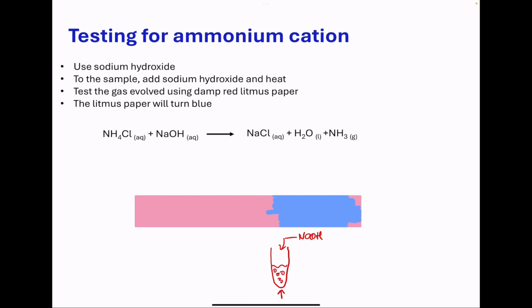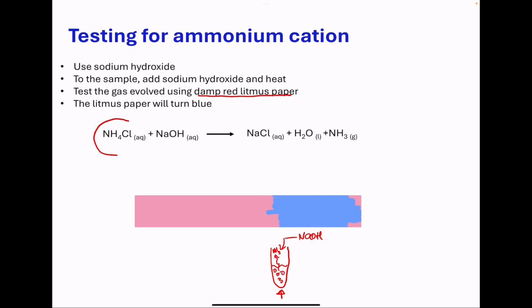We heat or increase the temperature so that the dissolved gas, which is a product of the first reaction, can come off. So now ammonia gas is going to come off, but we need to test the gas that comes off. We'll do that by using damp red litmus paper because it's going to turn blue to conclude that the gas coming off is ammonia and therefore the cation should have been ammonium cation.